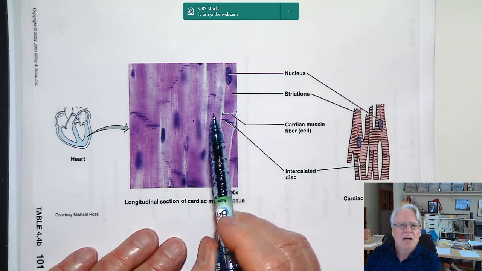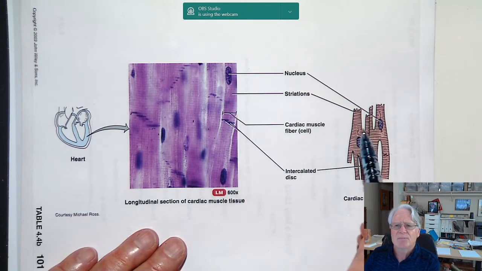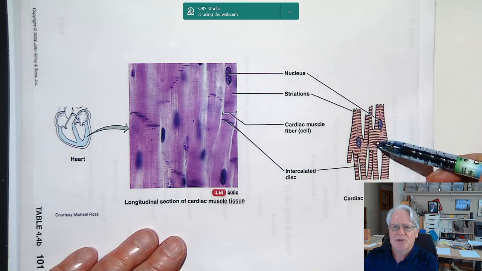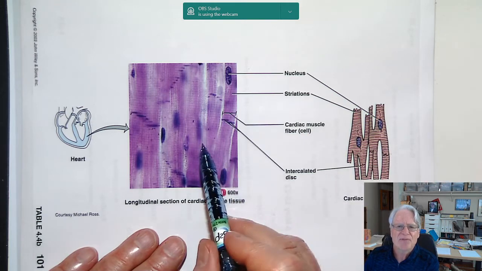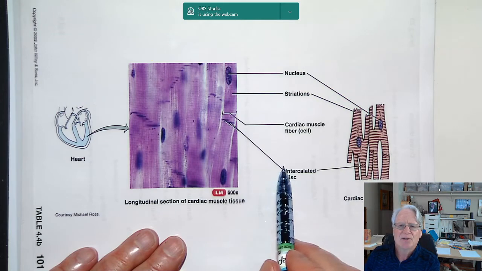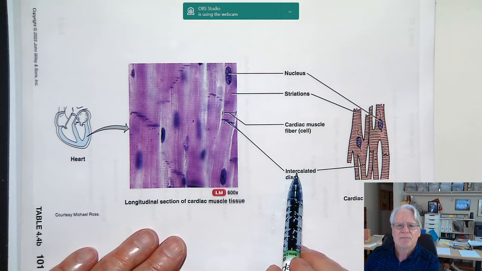We also have typically a single nucleus, although it's not unusual to find a cell with more than one nucleus, but that's not the rule. It's more the exception. And the cells are branched. So there's not a cylindrical shape, but they're branching. And they have a very specialized connection between two cells, as you can see right here. This is called the intercalated disc. And we'll talk about that.